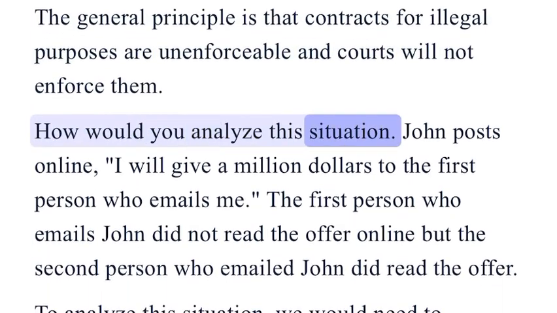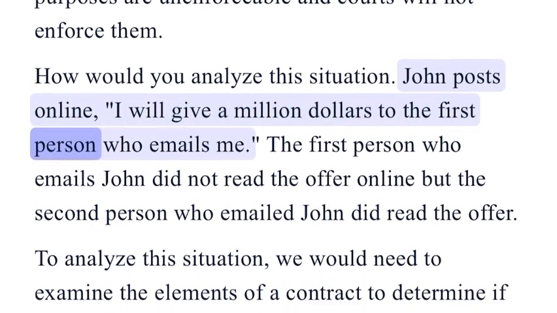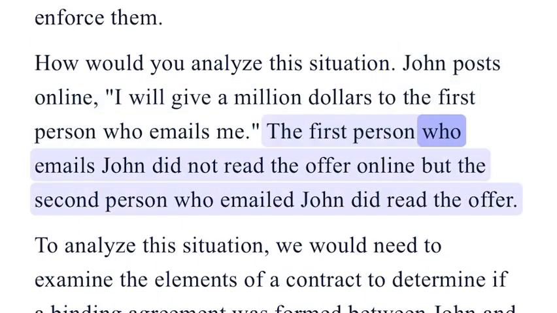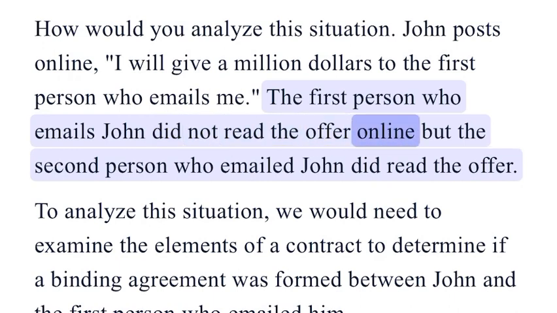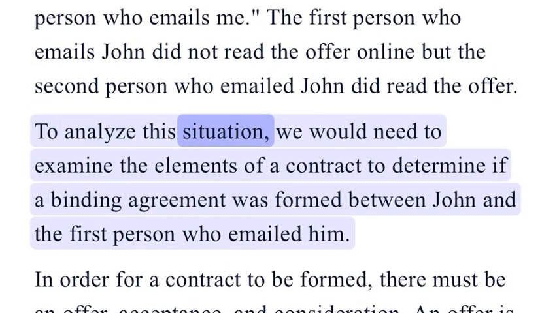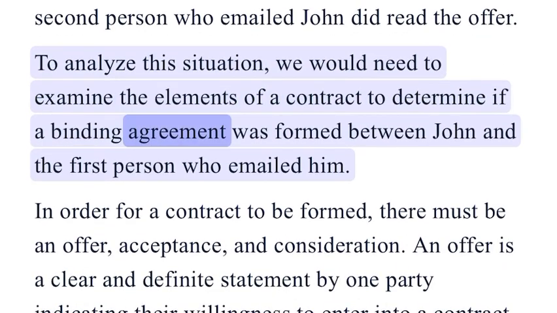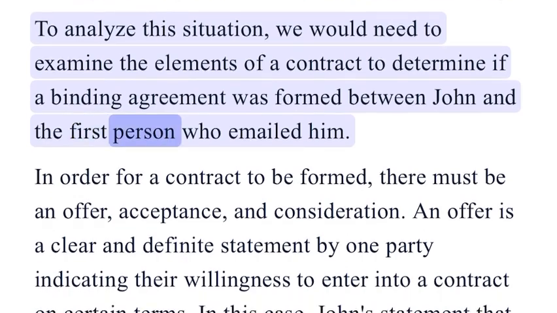How would you analyze this situation? John posts online, "I will give $1 million to the first person who emails me." The first person who emails John did not read the offer online, but the second person who emailed John did read the offer. To analyze this situation, we would need to examine the elements of a contract to determine if a binding agreement was formed between John and the first person who emailed him.